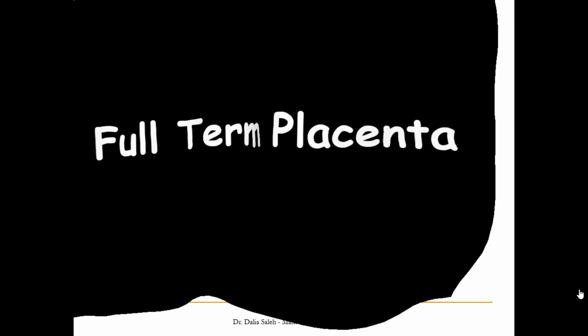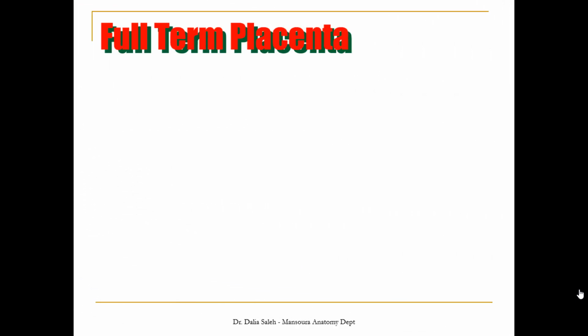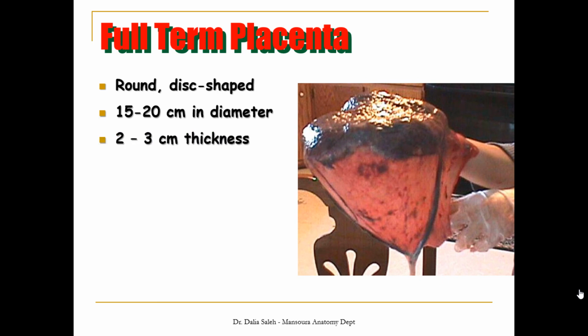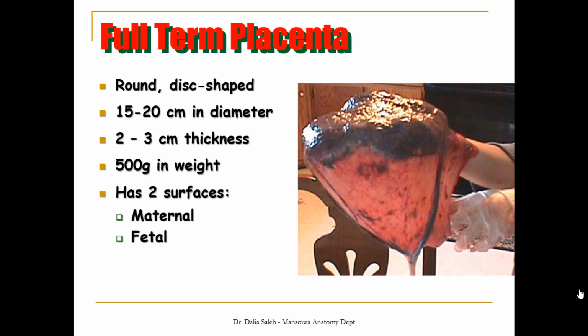So what is the structure of the full-term placenta? It is rounded in shape and disc-like. That's why in Greek it is called plakous, or flat cake. It's about 15 to 20 centimeters in diameter, 2 to 3 centimeters in thickness, nearly half a kilogram in weight, and has two surfaces, a maternal surface and a fetal surface.